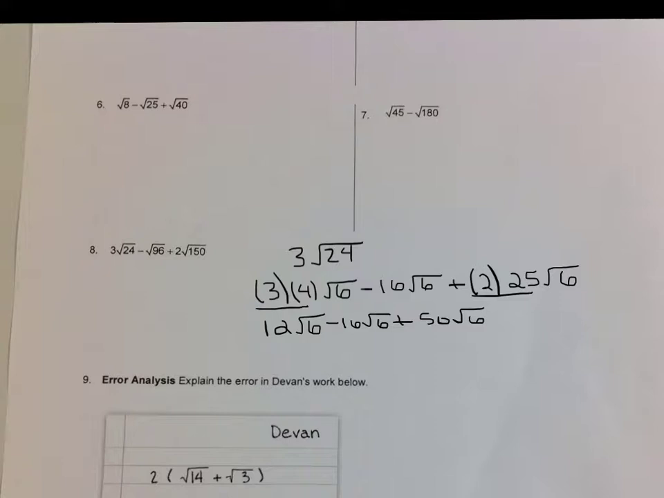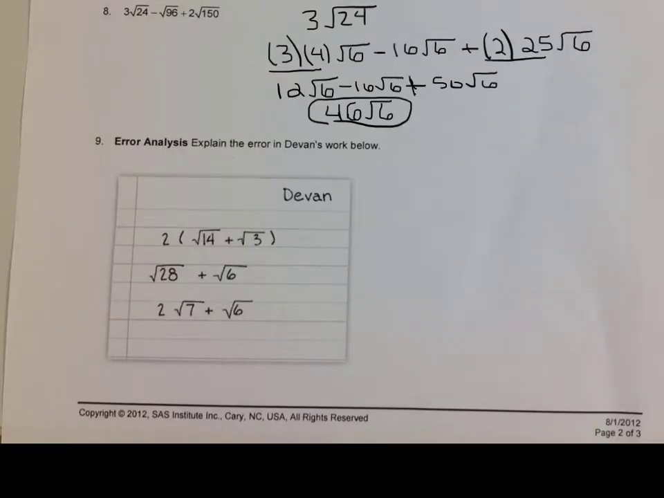Now I can combine all of my terms because they are alike. 12 minus 16 is negative 4. Negative 4 plus 50 is going to be 46 times the square root of 6. I would like for you to do the error analysis yourself, but before you do this error analysis, I want to tell you that when we're multiplying radicals, you multiply 2 times the square root of 14 and then 2 times the square root of 6.